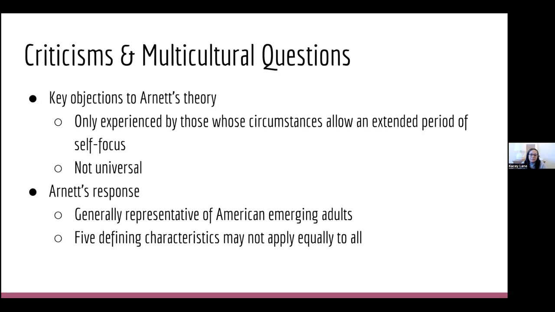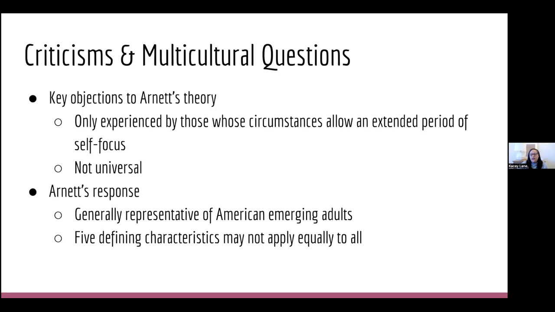When thinking about this, I came back to Arnett's research. And really, he does a good job of acknowledging the ways in which emerging adulthood can vary according to privilege, culture, and experience. But he really firmly argues that his theory is generally representative of American emerging adults. He points to his studies that found no significant differences in the subjective experiences of emerging adults in terms of the five defining characteristics that I just mentioned, even when circumstances may require the emerging adult to take on adult roles.